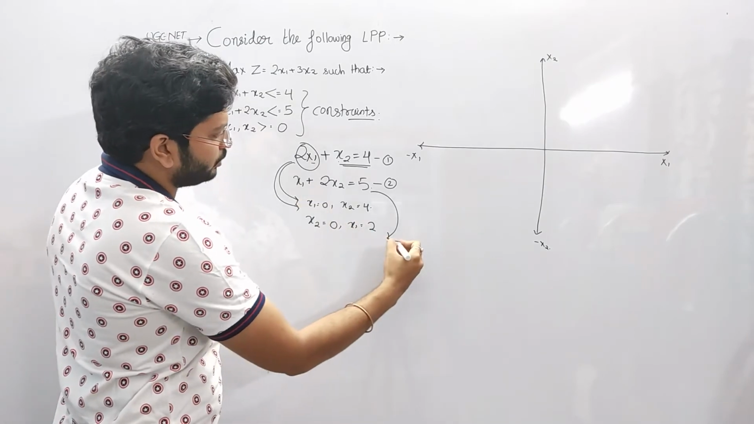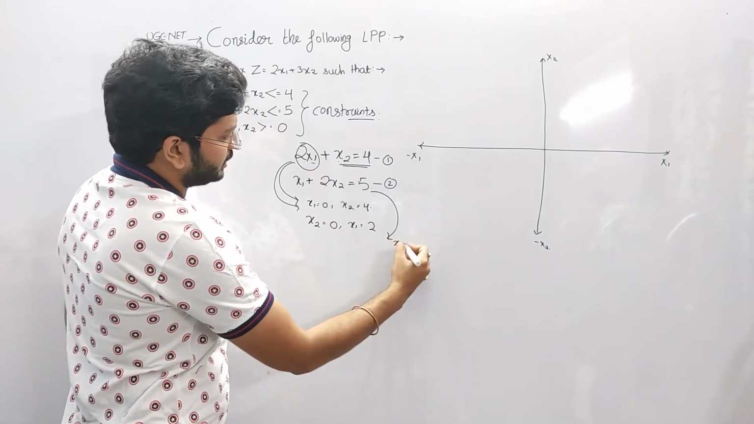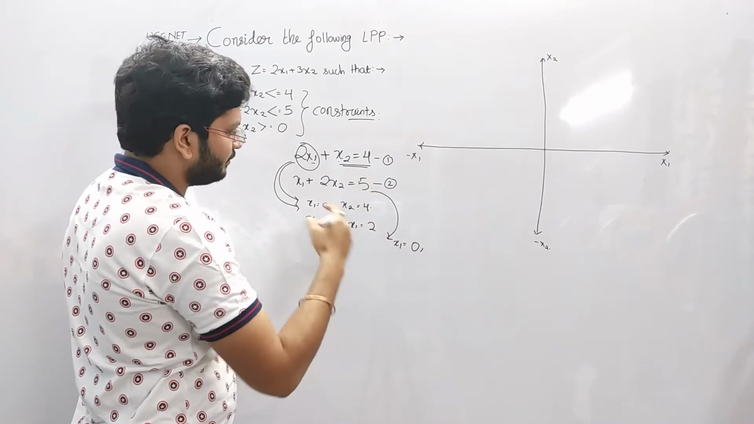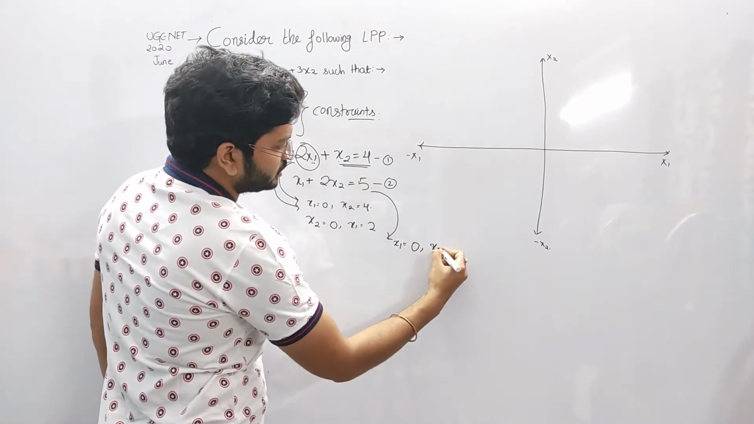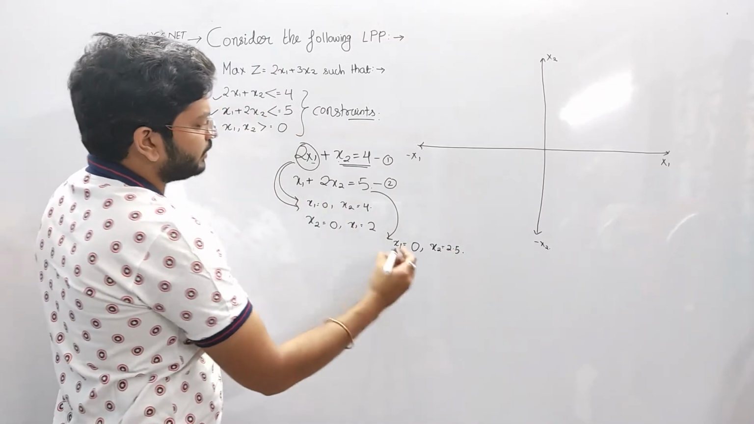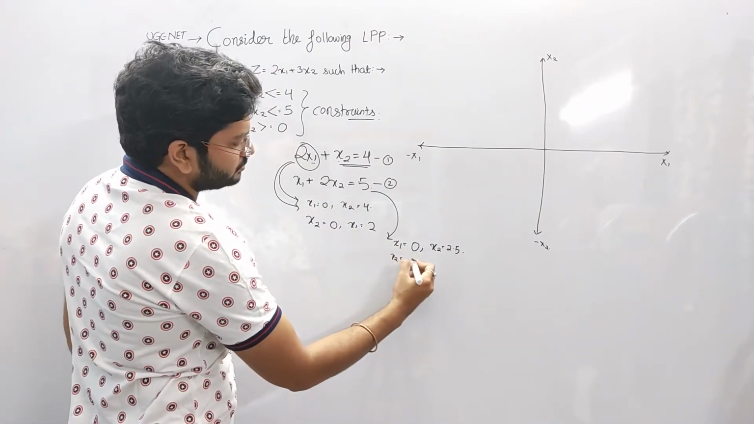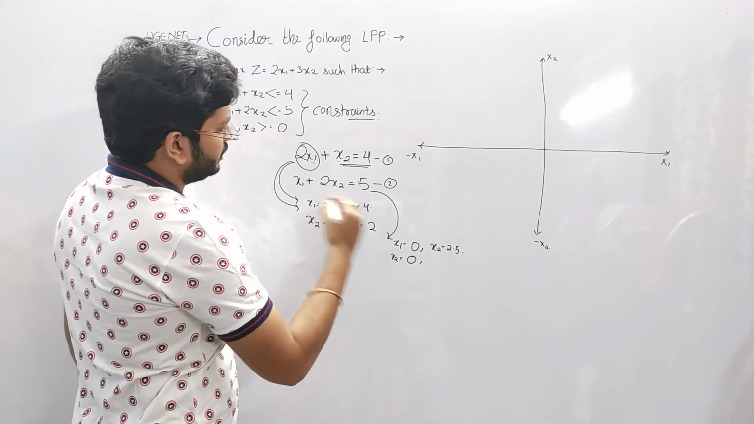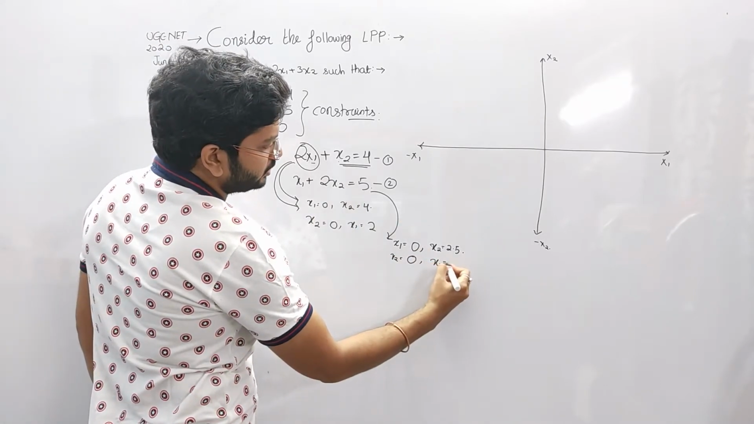Now similarly for the other equation, if I put x1 equal to 0, then I will have x2 equal to 2.5, and similarly if I put x2 equal to 0, then x1 will be 5.